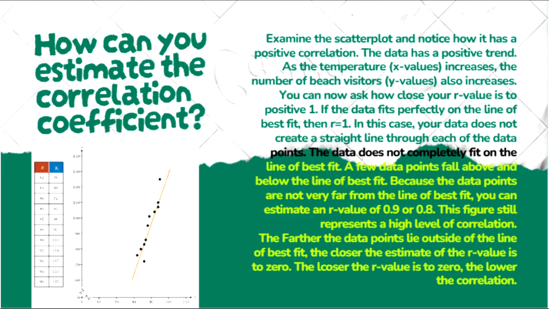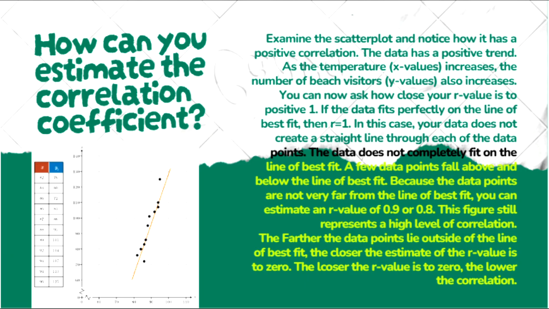You can now ask how close your R value is to positive 1, okay? So that's asking how close are these dots to this line of best fit. If the data fits perfectly on the line of best fit, then R equals 1. In this case, your data does not create a straight line through each of the data points. The data does not completely fit on the line of best fit. A few data points fall above and below the line of best fit.